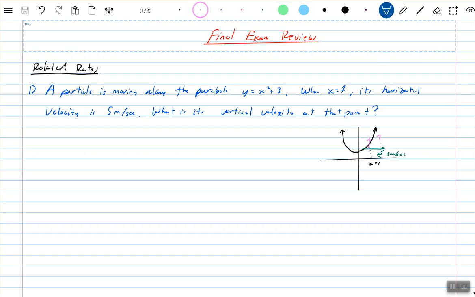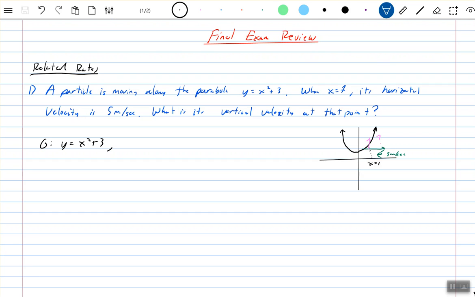All right? So when you're doing a related rates problem, the best thing to do is write down what is given, what do you wish to solve for. So that's what we're going to do. What have we been given? Well, we've been given that y is equal to x squared plus 3. And we have been given that the change in horizontal velocity is 5 meters per second, or the change along the x-axis, or the change with respect to x, is 5 meters per second.